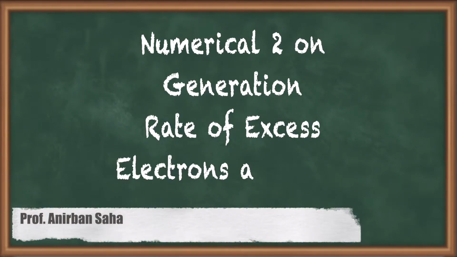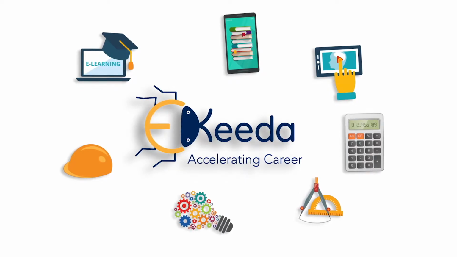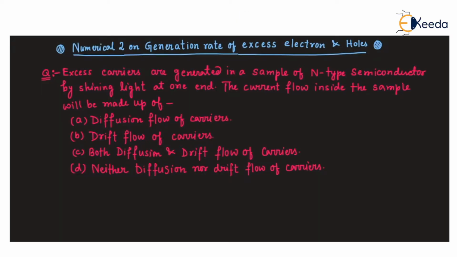Hello friends, in this video we are going to discuss a numerical on the generation rate of excess electrons and excess holes. In the given numerical, it is written that excess carriers are generated in a sample of n-type semiconductor.